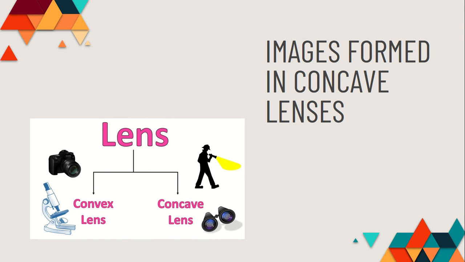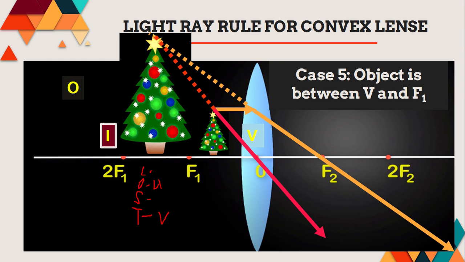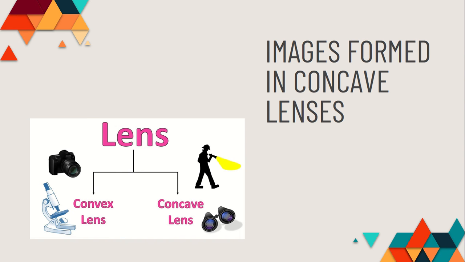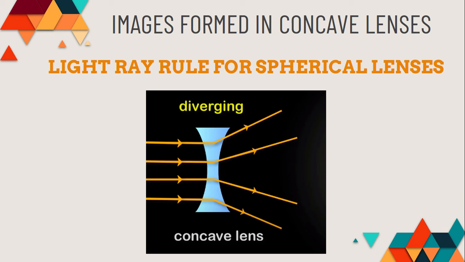So, what if the images formed in concave lenses? The other one kasi is convex. So, paano naman kapag concave lenses? So, let's have this one. So, concave lenses, sabi natin, it is diverging. So, pag tumama yung light kay concave lenses, magkakaroon ng diverge. Hindi siya nagkaroon ng converging. Yan.